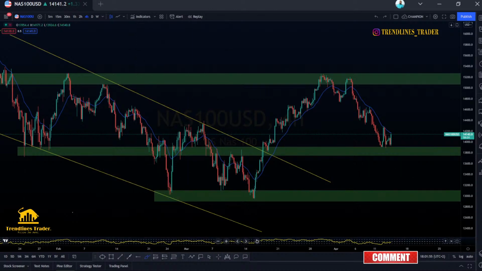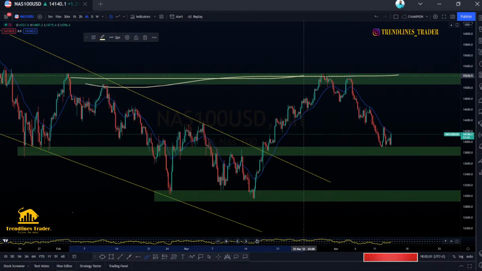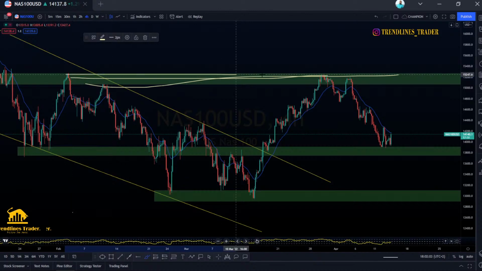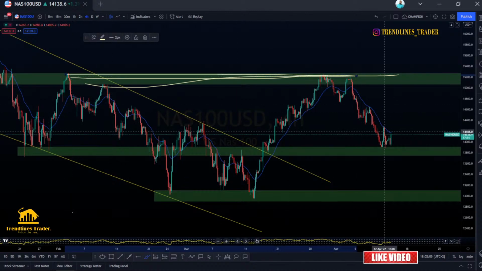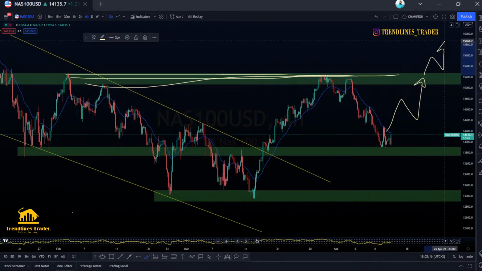Let's continue with this analysis. Ladies and gentlemen, look at this price right here, this level right here. It's a very significant level also. If our price pushes like this towards this level, we just have to wait and see if the area will be broken so that the price will retest and push towards the upside.